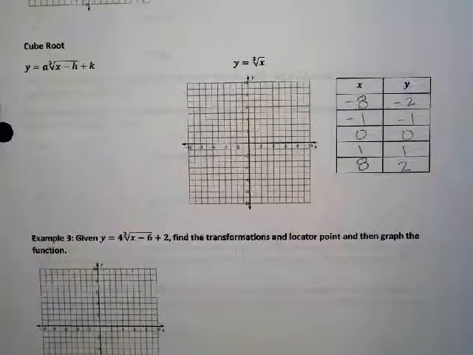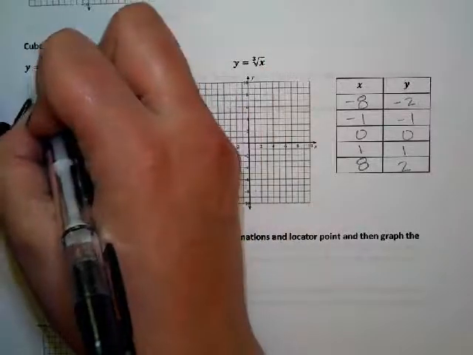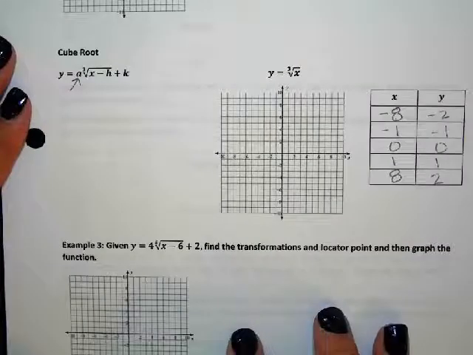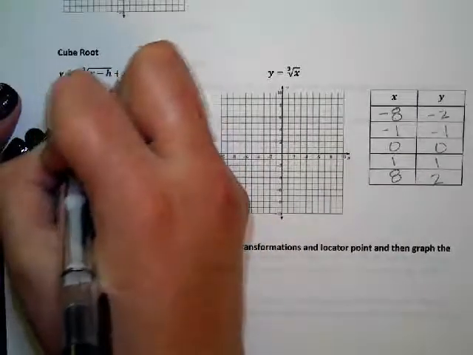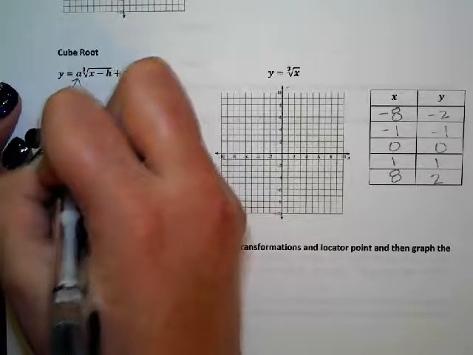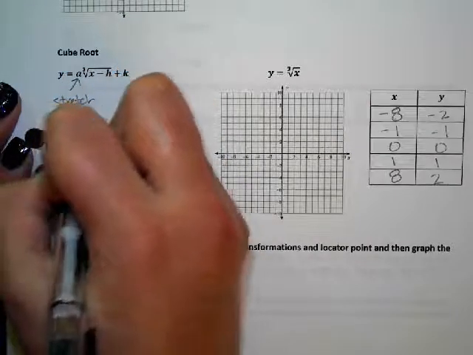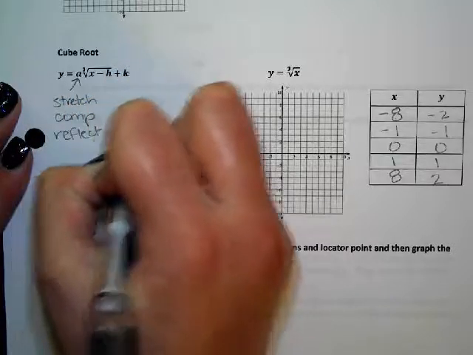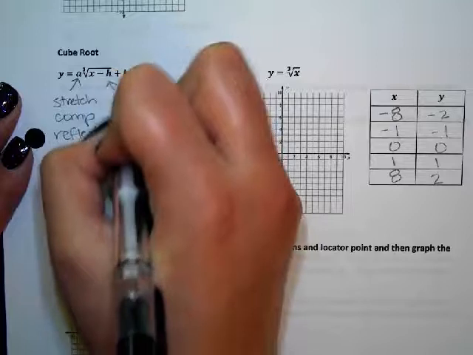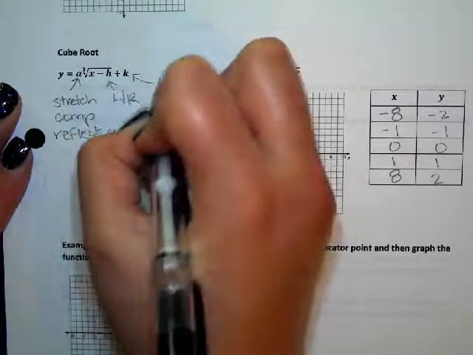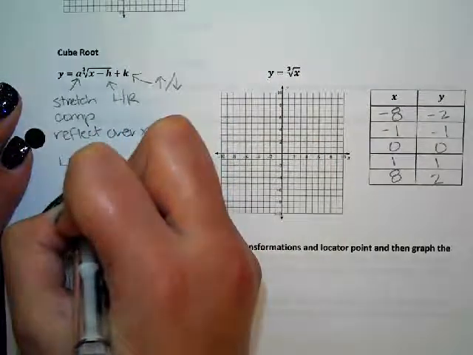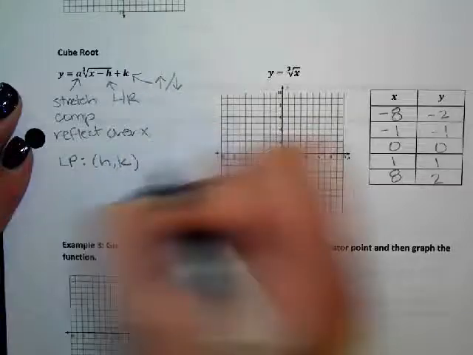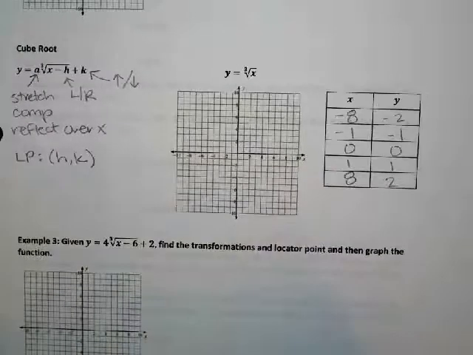So again, these transformations mean the same thing here. We got our stretch, our compression, our reflection over x, our left and right shift, and our up and down shift. Again, we have what we're going to call a locator point, technically not a vertex, but essentially what we think of as a vertex. And this graph is going to look very similar to the way the cubic graph looked.